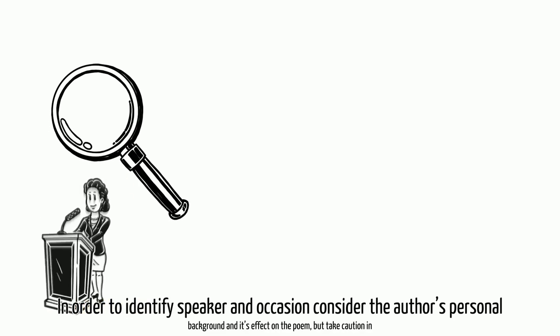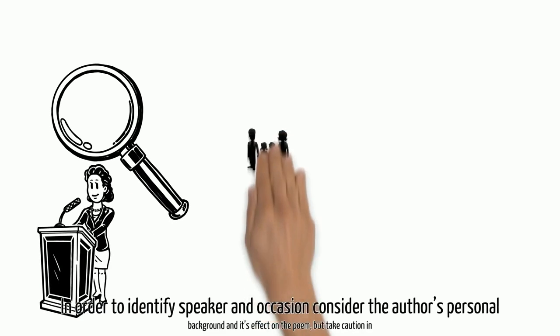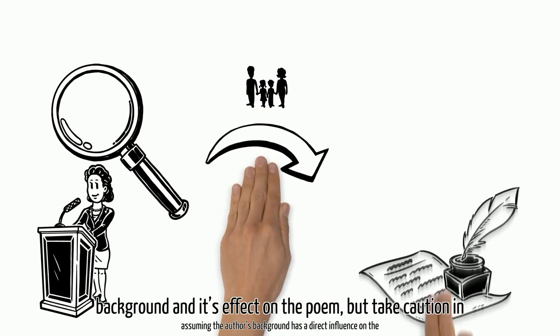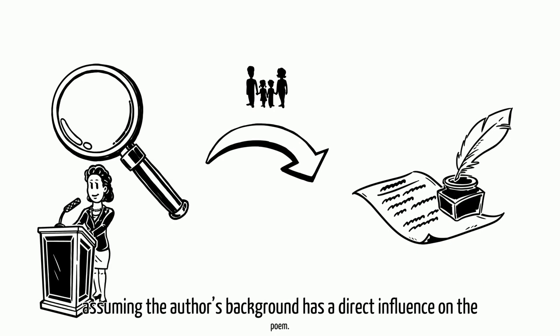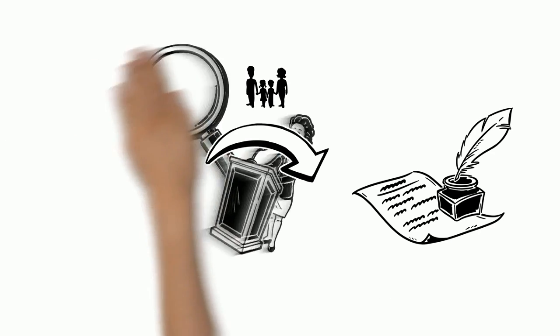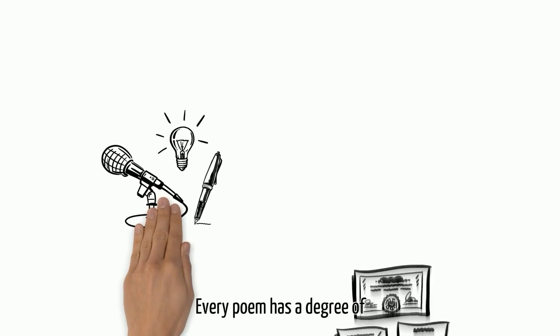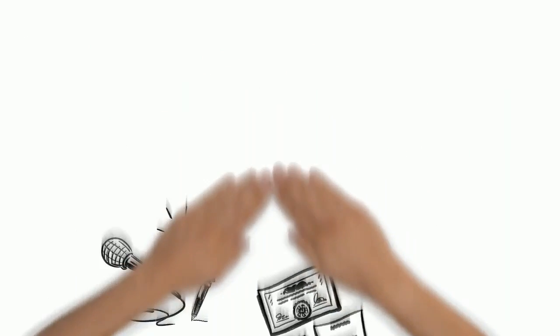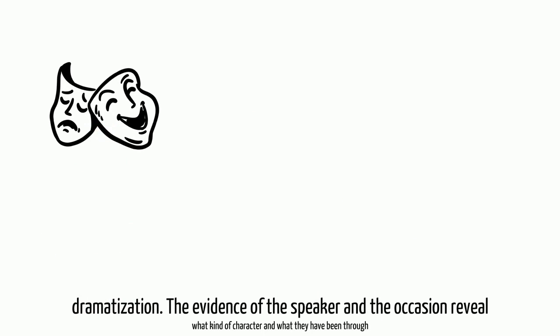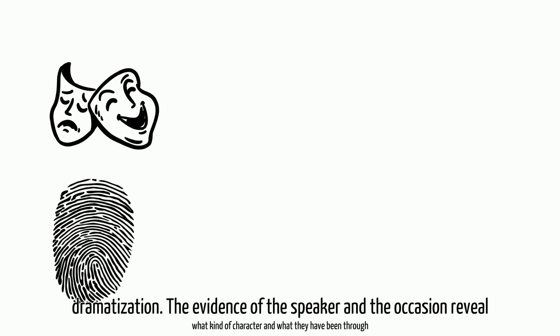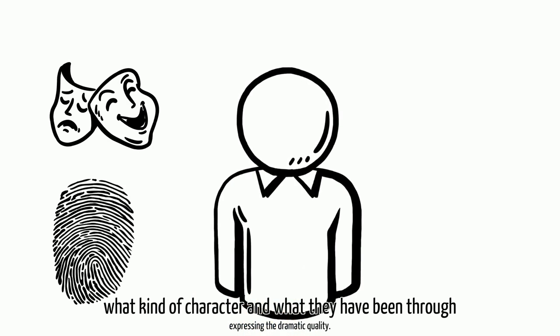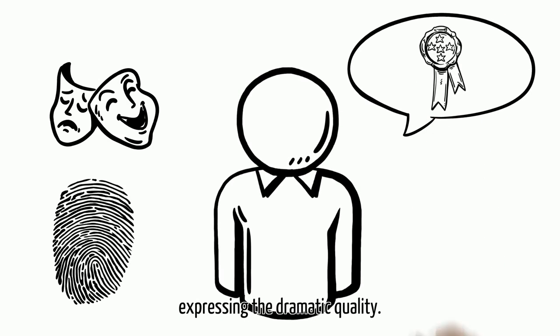In order to identify speaker and occasion, consider the author's personal background and its effect on the poem, but take caution in assuming the author's background has a direct influence on the poem. Every poem has a degree of dramatization. The evidence of the speaker and the occasion reveal what kind of character and what they have been through, expressing the dramatic quality.